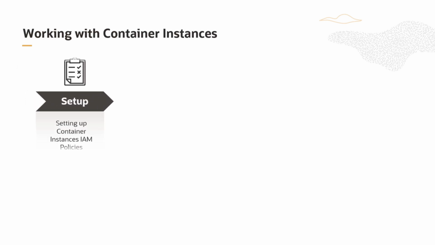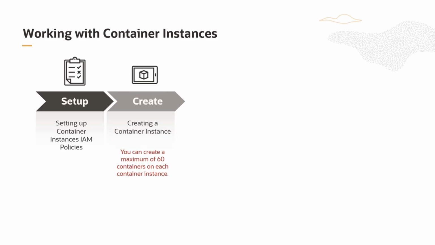Now, before we move ahead, let's take a look at some of the important points which are good to know when working with container instances. First thing is setup of IAM policies. Appropriate IAM policies should be assigned to user groups which are dealing with container instances. When creating a container instance, make a note you can create a maximum of 60 containers on each container instance.